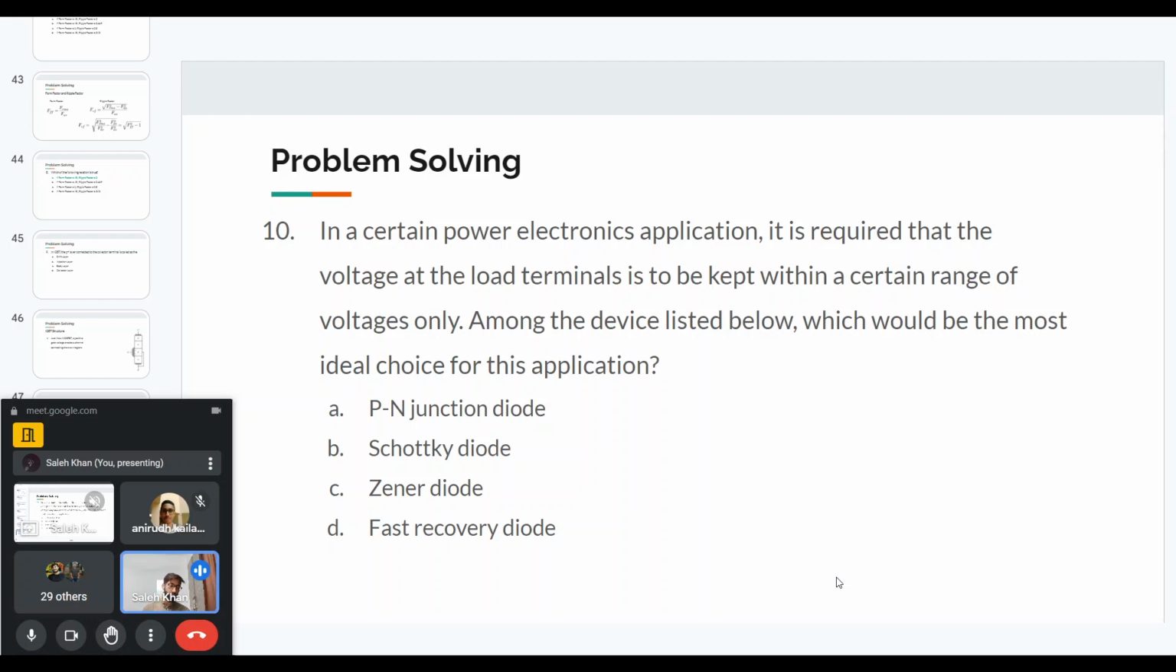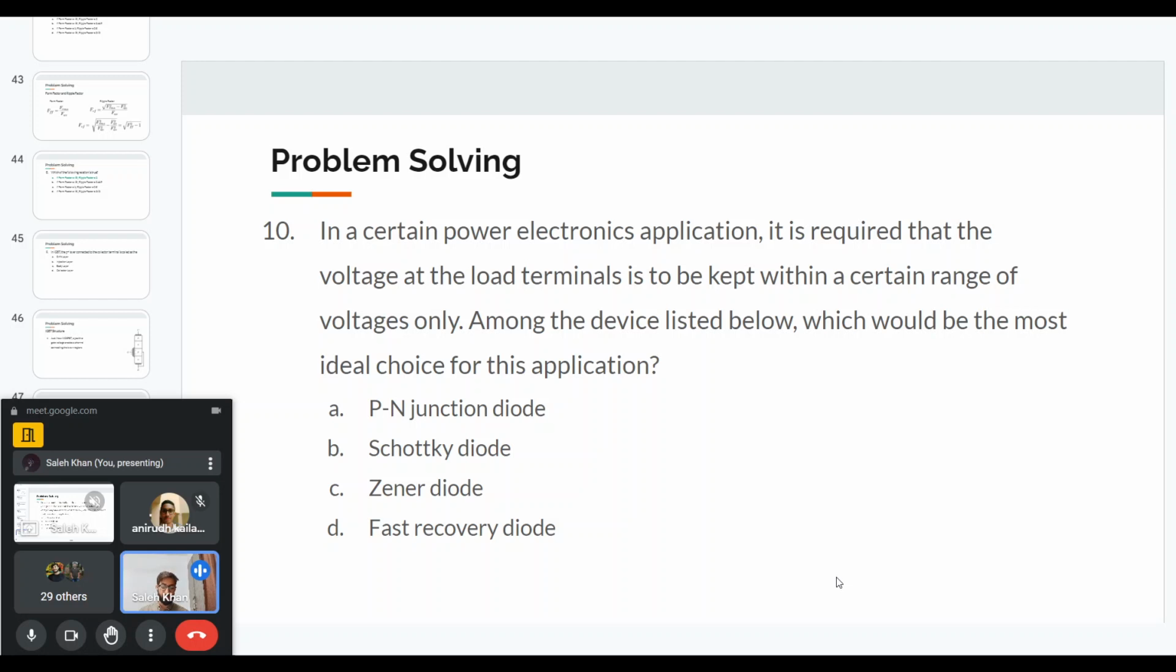Which device will be used for this application, whether it is a PN junction diode, Schottky diode, Zener diode, fast recovery diode? So the question is basically asking about the different kind of diodes that can be used. What do you think is the answer? What kind of diode can be used for this application? Okay, so someone is saying Schottky, someone is saying Zener.